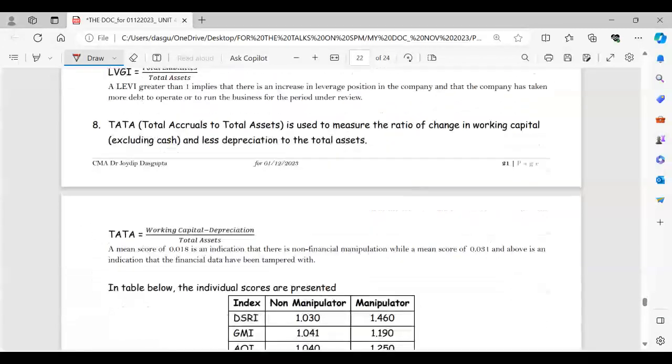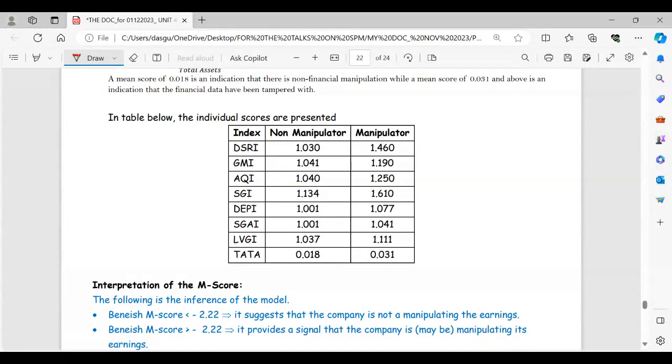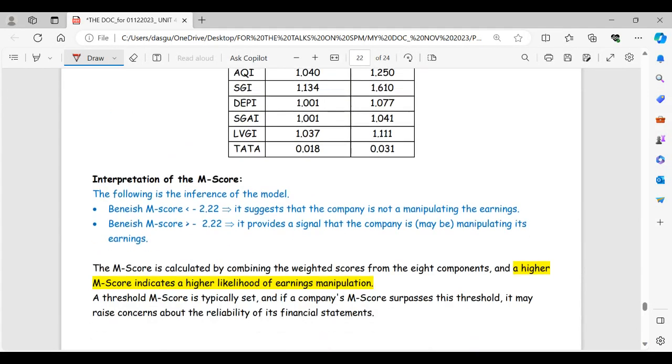And finally, the individual manipulators are also given, and this is the final score. So if the score from the 8 ratios is less than minus 2.2, then the company is surely defrauding. Otherwise, if it's greater than minus 1.22, it's not.